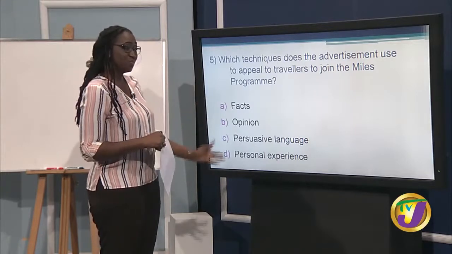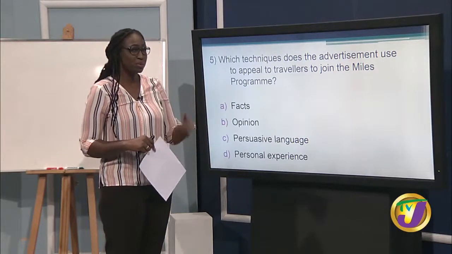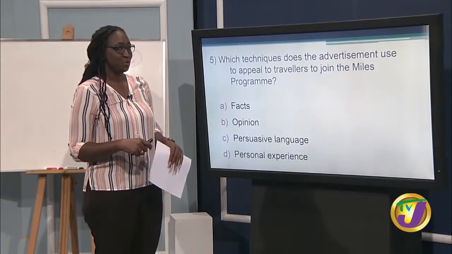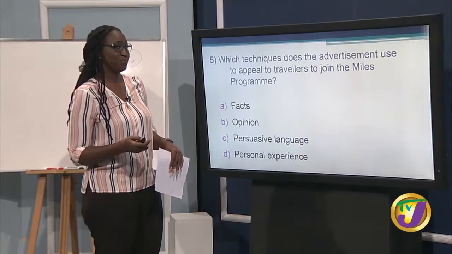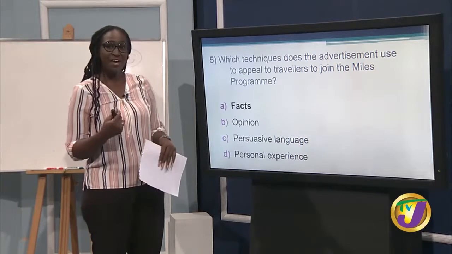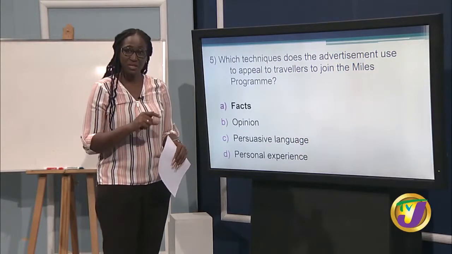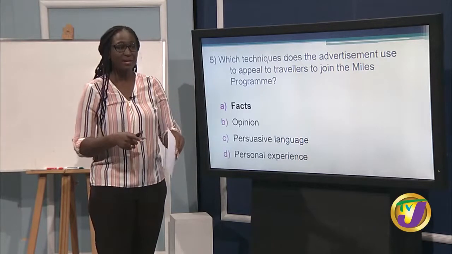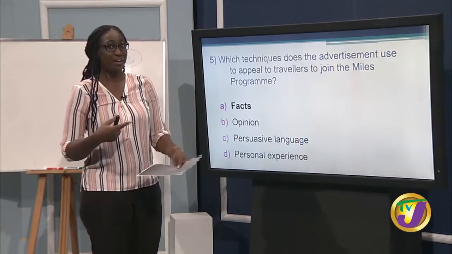Now, which of these four were used? Which one was used in the advertisement? You should know this. Yes, you know this. They used facts. So they gave you a lot of details. They told you the rewards. They told you how to achieve the rewards and what you needed to do after you got them.